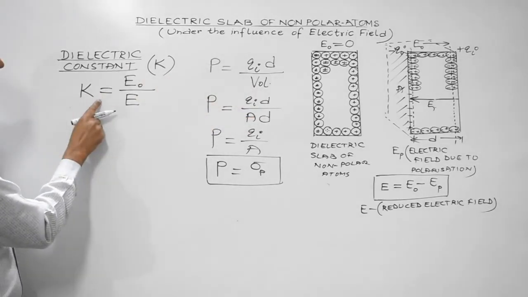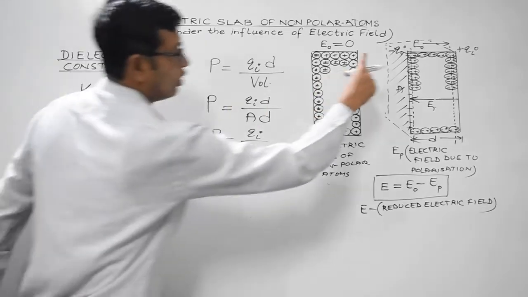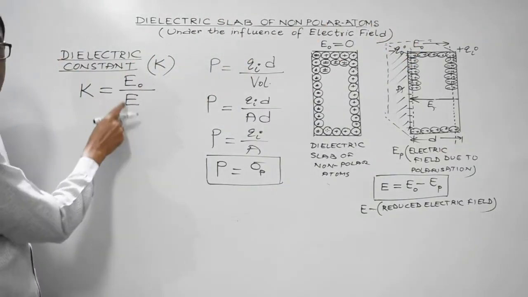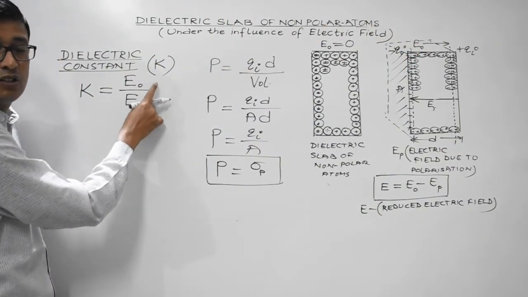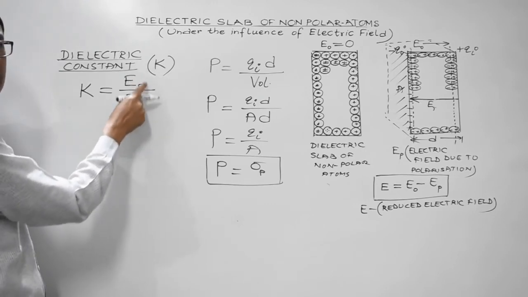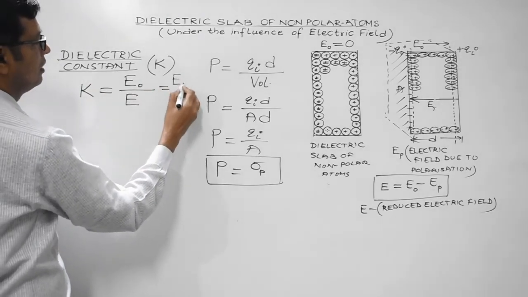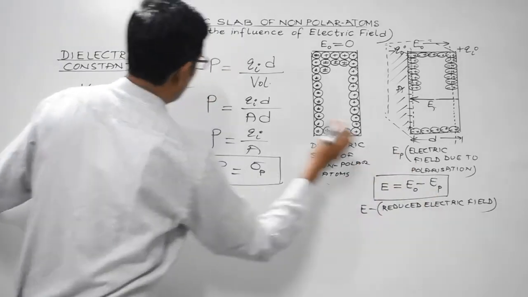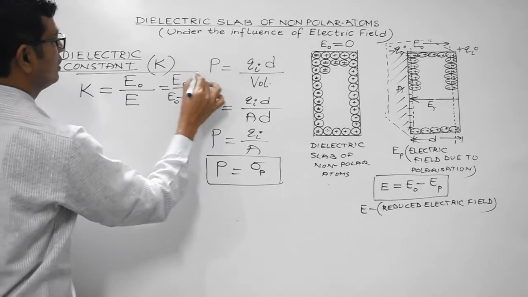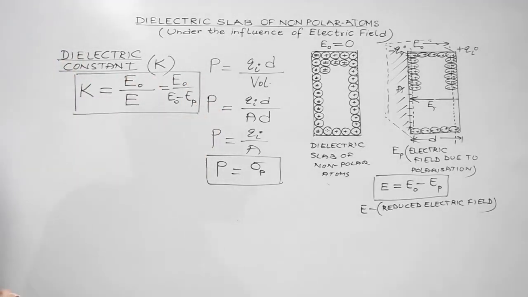So, dielectric constant is represented by capital K. The dielectric constant of a dielectric slab under the influence of the applied field is defined as the ratio of the applied electric field to the reduced electric field. Being the ratio of two similar physical quantities, it is a dimensionless quantity. It may also be written as E naught divided by E, which is E naught divided by E naught minus EP. This is another very important expression for dielectric constant.